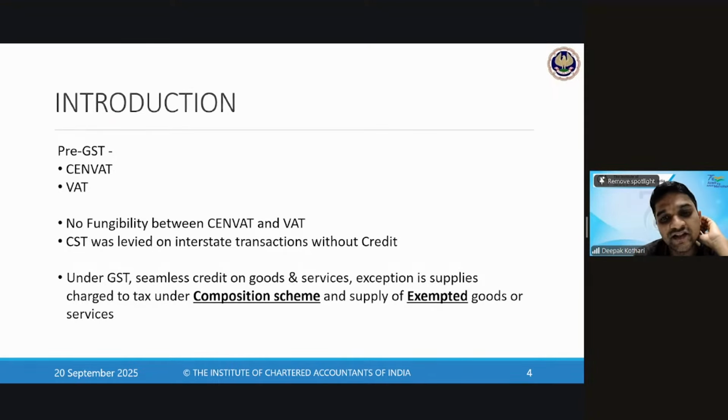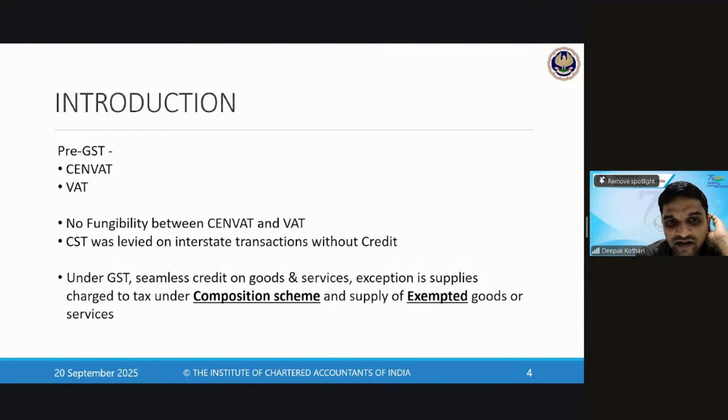So SENVAT at manufacturing stage and VAT on supplier stage, and final consumer can claim SENVAT and not VAT. No, final consumer cannot claim both. Golti Anil Kumar, he cannot claim both. He can't claim credit, right?